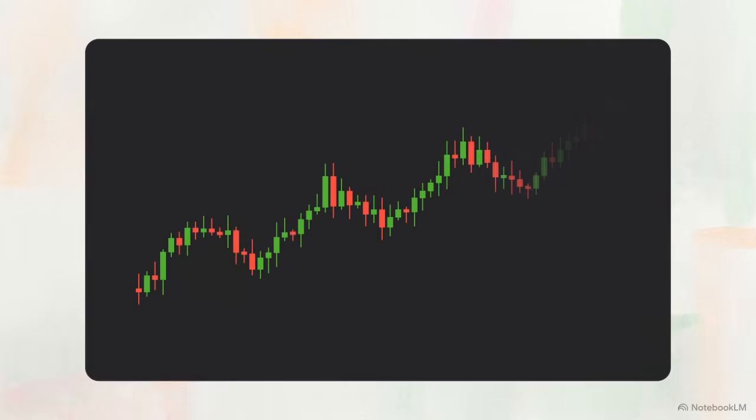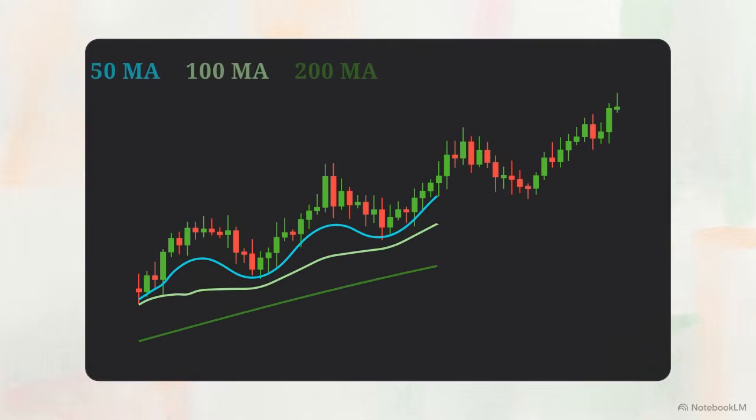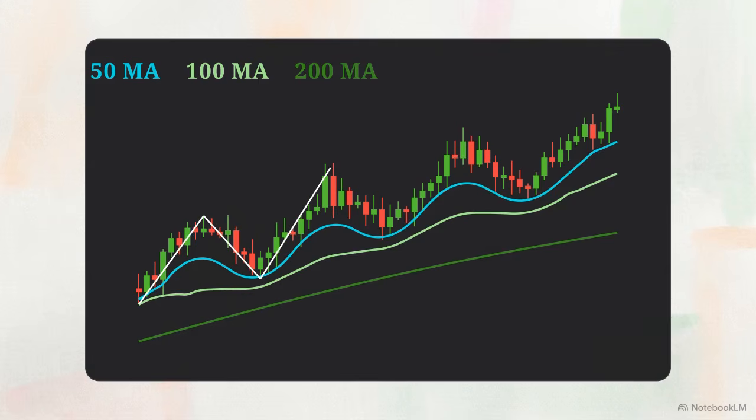Add 3 moving averages, the 50, 100, and 200. For a valid uptrend, price must stay above these lines. Next, trace the peaks and valleys. Each new peak and valley must be higher than the last. This upward stepping pattern confirms a strong trend.